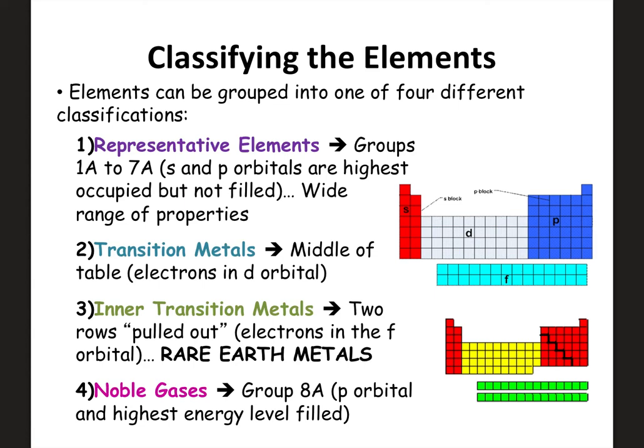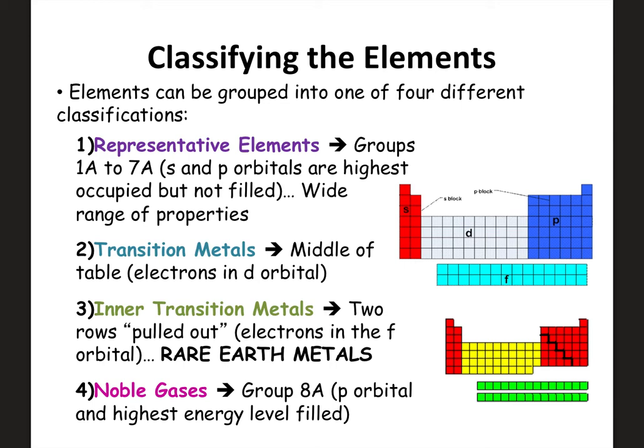Metals, nonmetals, and metalloids are our biggest groupings here on the periodic table, but there are other ways we can classify the elements. So we can classify them a little differently based on electron configuration. So we could group the elements into one of four groups.